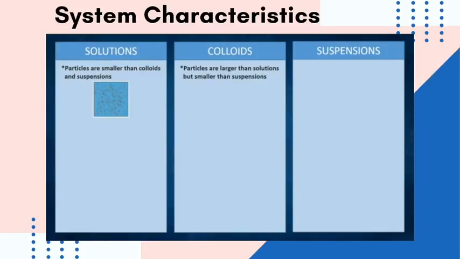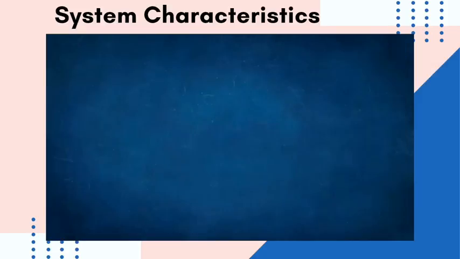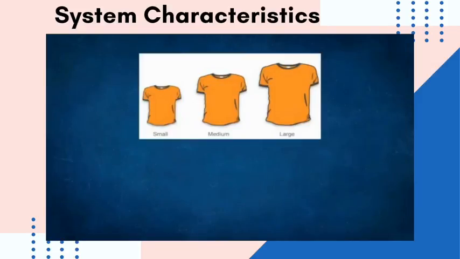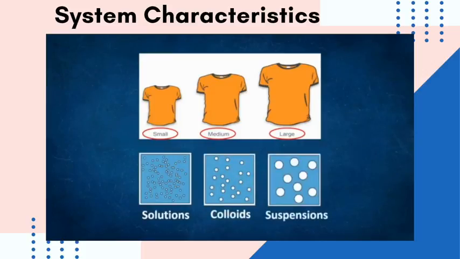Now let us proceed to colloid. The particles of colloid are larger than solutions but smaller than suspensions. The particles are intermediate between solution and suspensions. The particles of suspension are larger compared to the solution and colloid. They have the largest particle size among these mixtures. It's just like a t-shirt. There are small, medium, and large sizes. Here in mixtures, the small size is solutions, the medium size is colloid, and the large size is suspension.